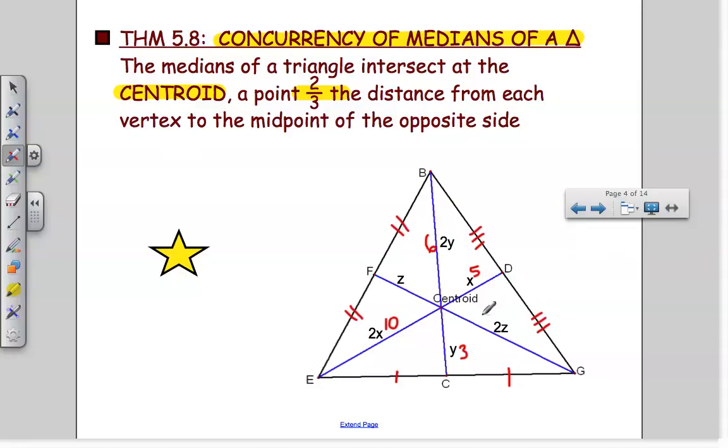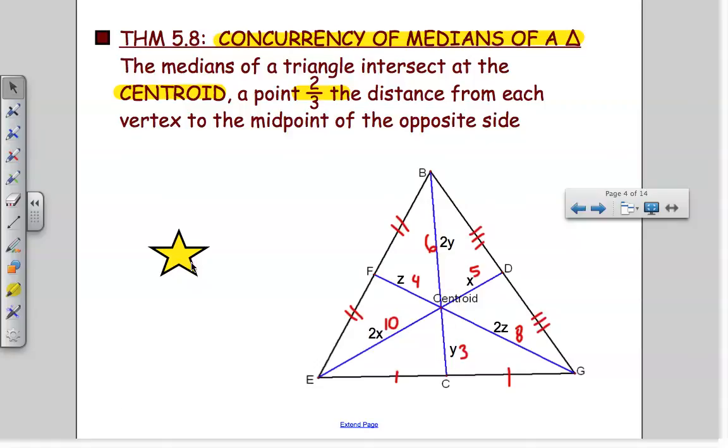And finally, let's say I knew the entire length of this median was, how about 12? If I knew this entire length was 12, then this portion is 1/3 of that. And 12 divided by 3 would be 4. And this portion would be 2/3 of 12, or double this, which would be 8. And notice 4 and 8 do add to the total that I said of 12. So anytime you go from the vertex to the centroid, it's 2/3 of the total median length. Anytime you go from the centroid to the side, it's 1/3 of the entire median length.